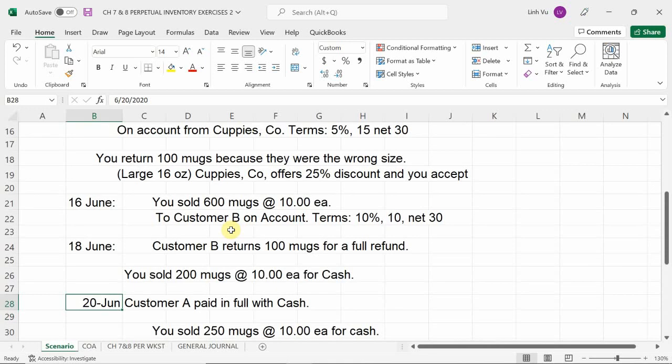However, a couple days later, customer B decided to return 100 mugs for a full refund. So in this case, we adjusted their amount of how much they owe me, right? Because we gave them a refund for the 100 mugs that we sold to them. Now we also gave them terms of 10, net 30. What date does customer B have to pay me on in order to receive the 10% discount?